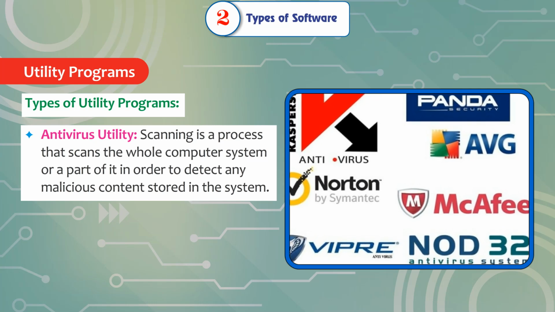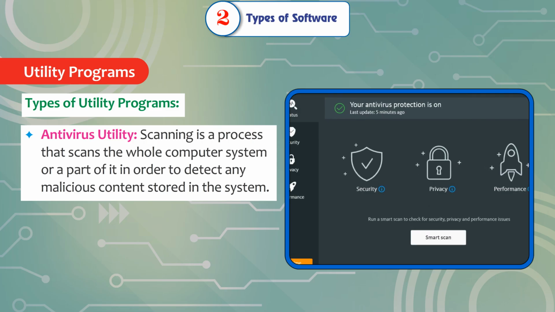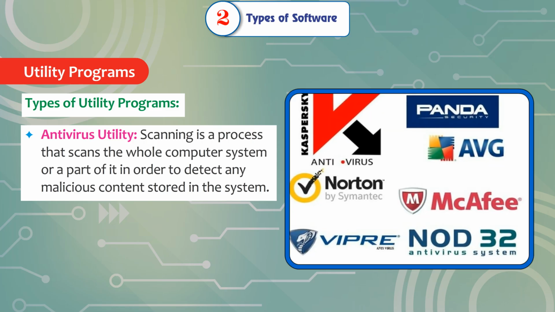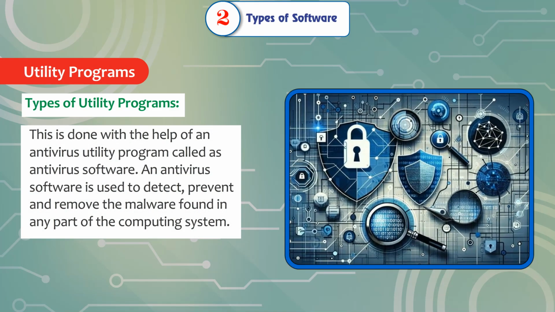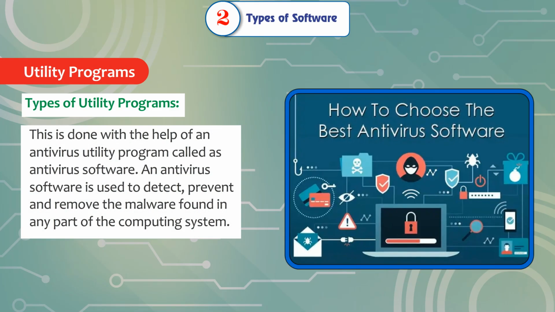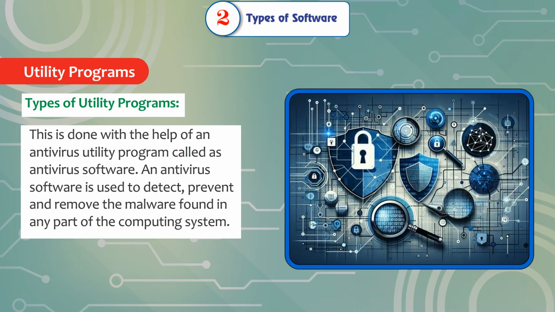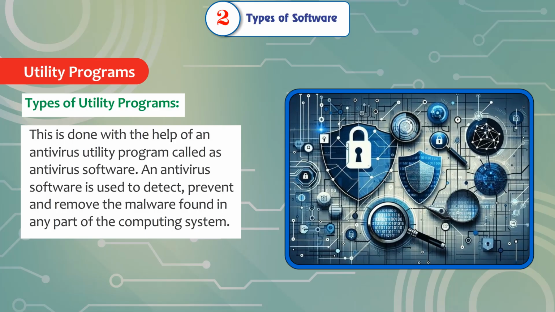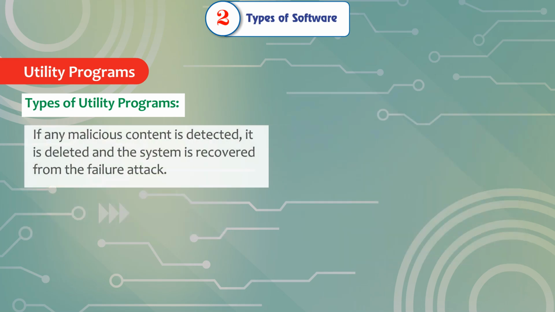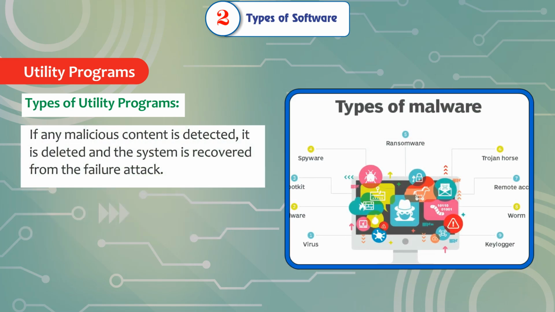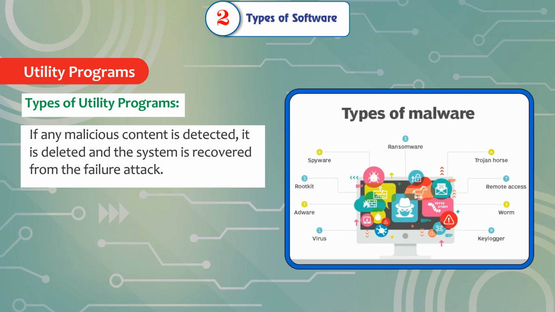Antivirus utility. Scanning is a process that scans the whole computer system or a part of it in order to detect any malicious content stored in the system. This is done with the help of an antivirus utility program called antivirus software. Antivirus software is used to detect, prevent and remove the malware found in any part of the computing system. If any malicious content is detected, it is deleted and the system is recovered from the attack.